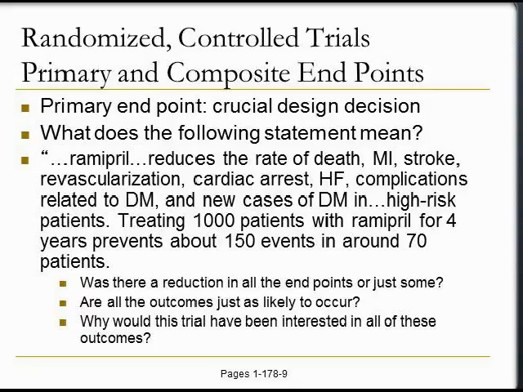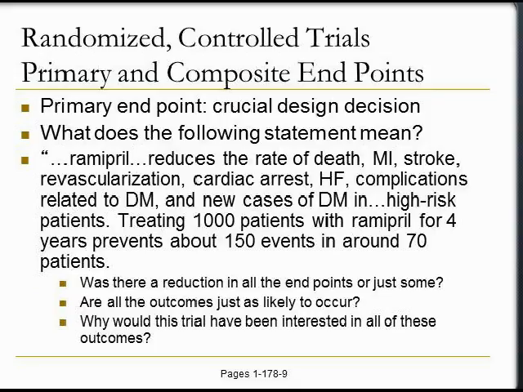Primary and composite endpoints. The primary endpoint is obviously the crucial design decision that's made by an investigator, and the power of a study and the sample size for that study is based on that particular primary endpoint. But I want to read through a statement from the HOPE trial, which was published a bunch of years ago now. Tell me if you can understand it, because I've read this probably 15 times, and I've struggled to figure out what the investigators actually mean.